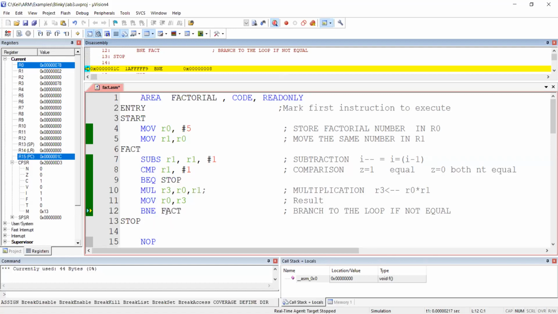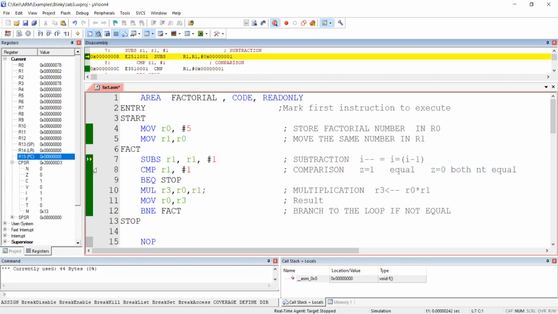If it is the desired output, where should we go to? Fact. So again, line will be 7. You can see the PC changing to C. What is the value right now? 2. Okay. 2 minus 1, 1. Now please concentrate. What is the comparison of R1 and 1?